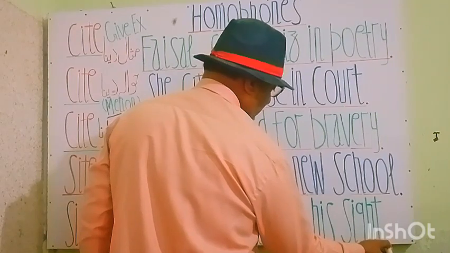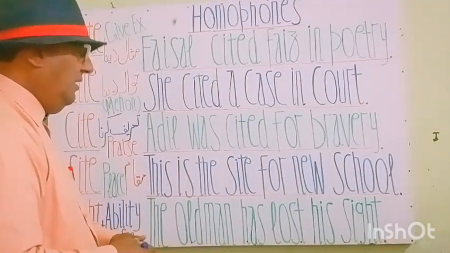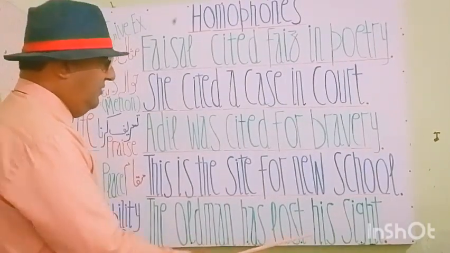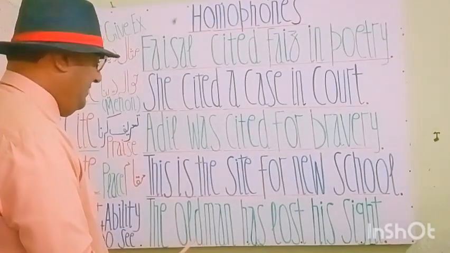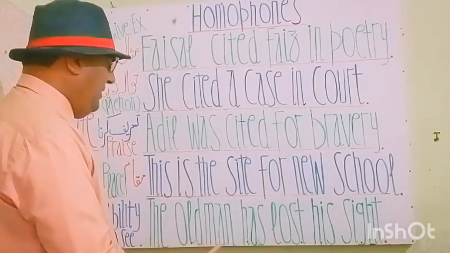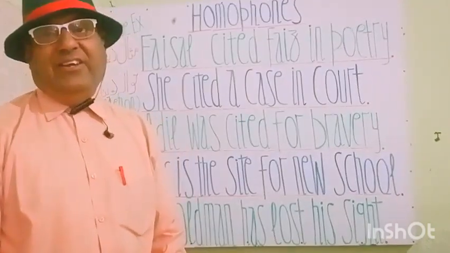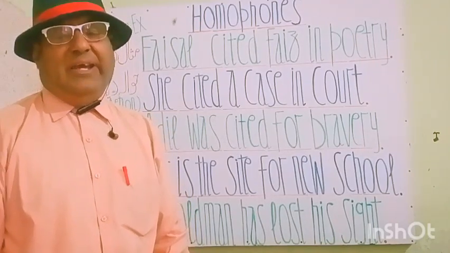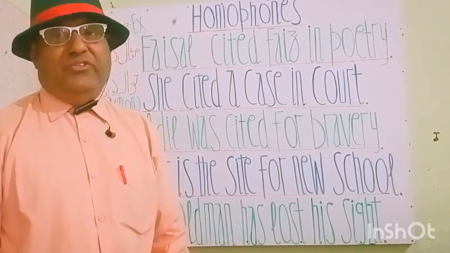We have to put the full stop here. So, the old man has lost his sight. बूढ़ा शख्स अपनी बसीरत गुमा चुका है. Sight means ability to see, S-I-G-H-T. The old man has lost his sight. Sight means ability to see here.